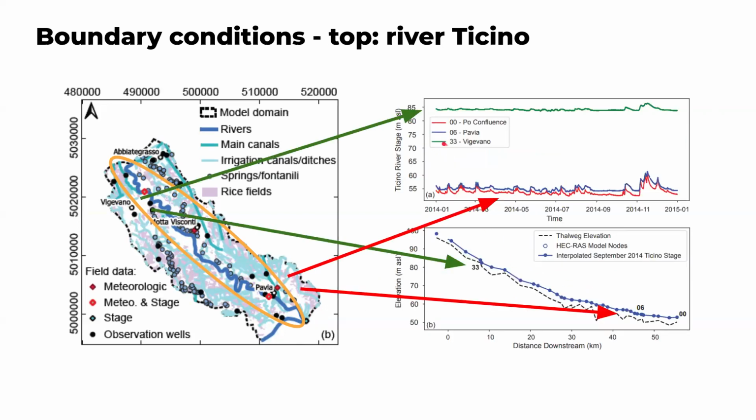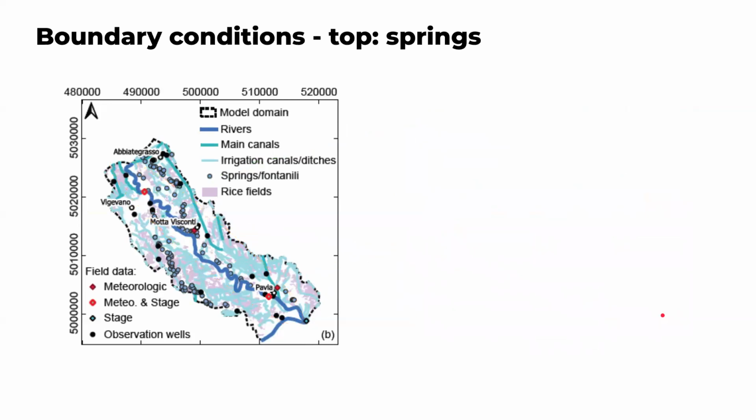And again, this is to make things a bit clearer. This is the level of the river at the first station. The level of the river at the second station is the blue. The level of the river at the confluence between the Ticino and the Po is the red. And these are the interpolated values that we use as base for the head along the river.